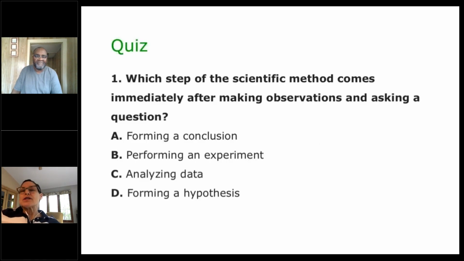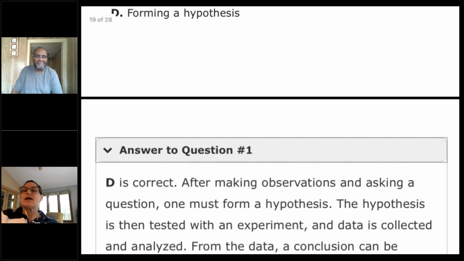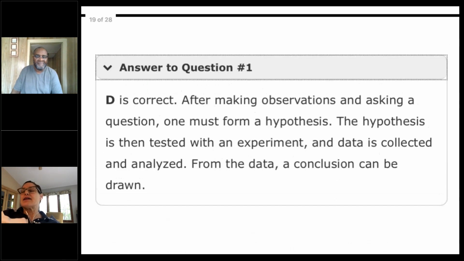Okay. Which step of the scientific method comes immediately after making observations and asking a question? Do we form a conclusion, or perform an experiment, or analyze data, or form a hypothesis? Form a hypothesis. Very good. Because then after you have your hypothesis, then you have the experiment, you collect data, you analyze it, and then you draw your conclusion. Okay.